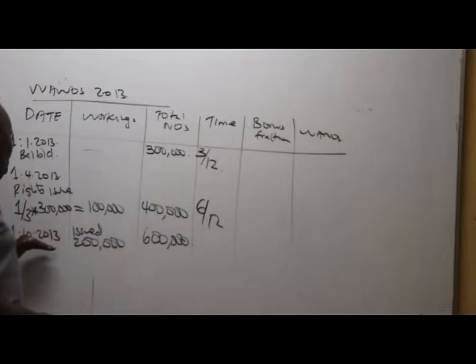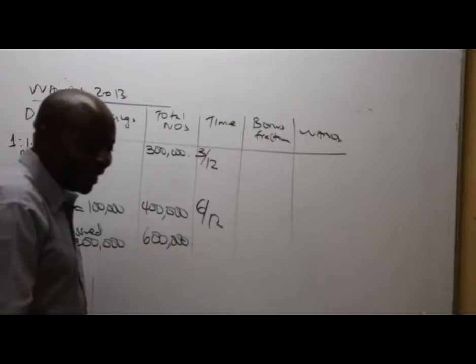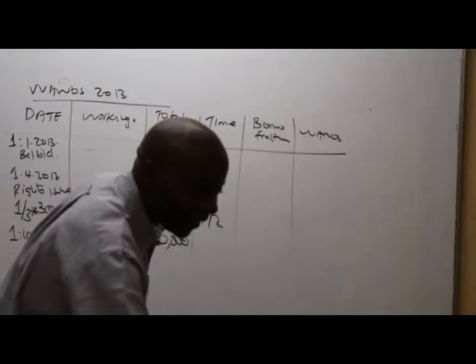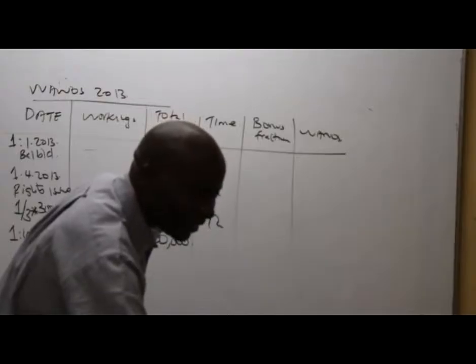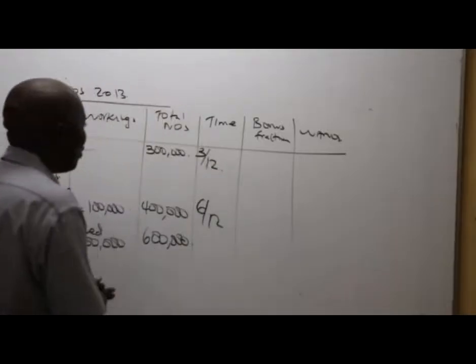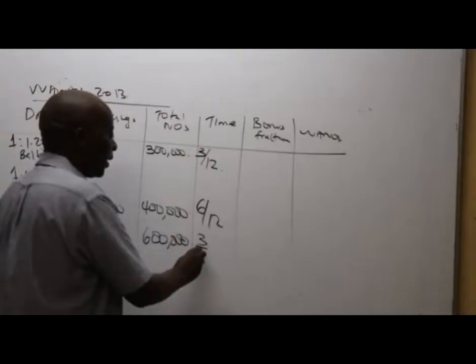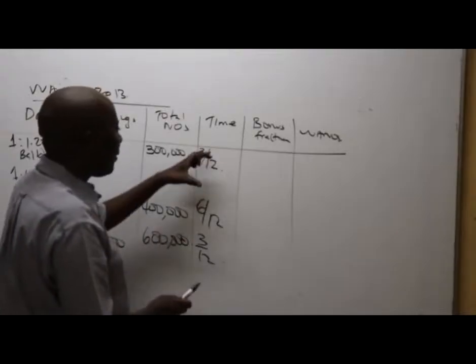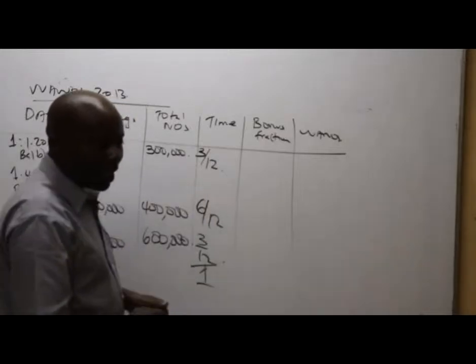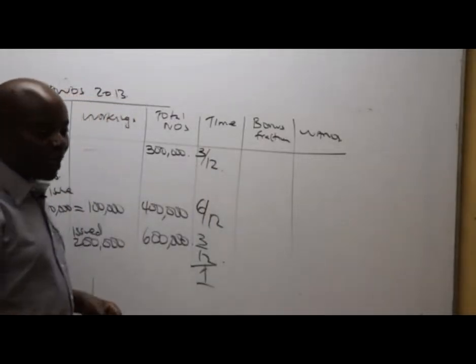From there, ladies and gentlemen, now from here we are talking of this month to the end of the year, to December. Of course, there will be 3/12. And of course, time fractions, when you add them, they must always add up to 1.